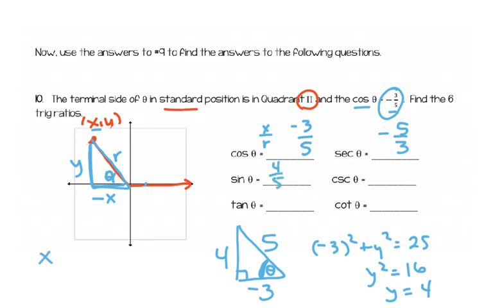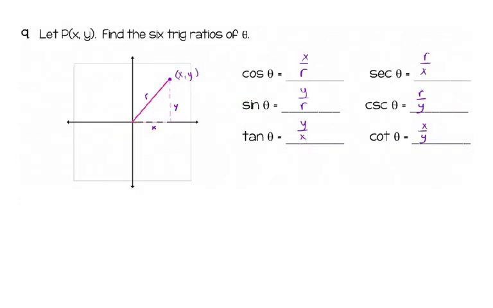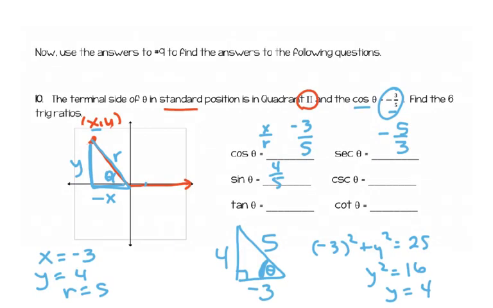Another way you can do it is you can say x is equal to negative 3, y is equal to 4, and r is equal to 5. You can just use this rule that we had before from our previous problem, so you can do that if you have that handy. Personally, I find it's easier to just do this triangle. I don't like to memorize rules and stuff. So that's how you would do that.